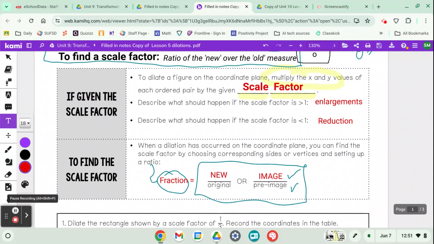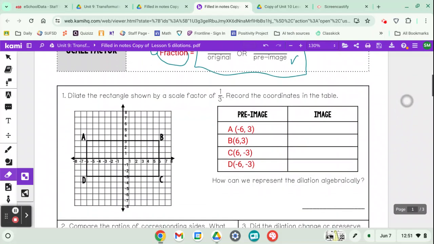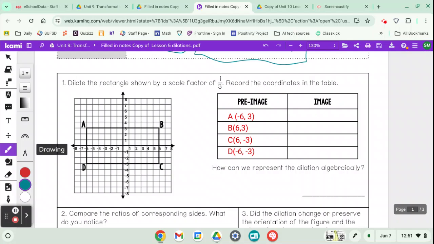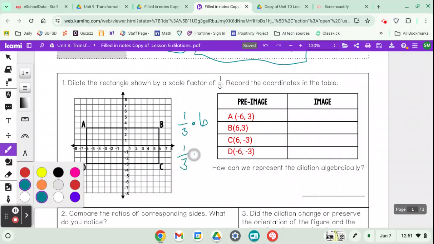To dilate a figure in the coordinate plane, we simply multiply the x and y values of each ordered pair by the given scale factor. To show a little work in the extra workspace for each ordered pair, and we have some repeats because after all, we only have to multiply 1/3 by 6 and attach a sign, and 1/3 times 3 and attach the proper sign in order to get A prime, B prime, C prime, and D prime.